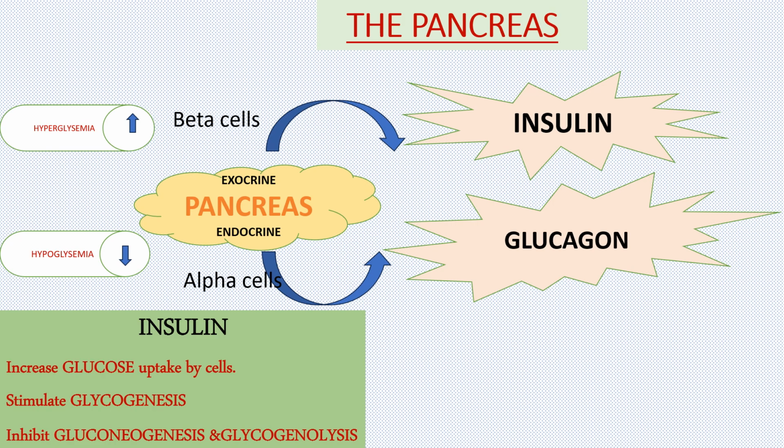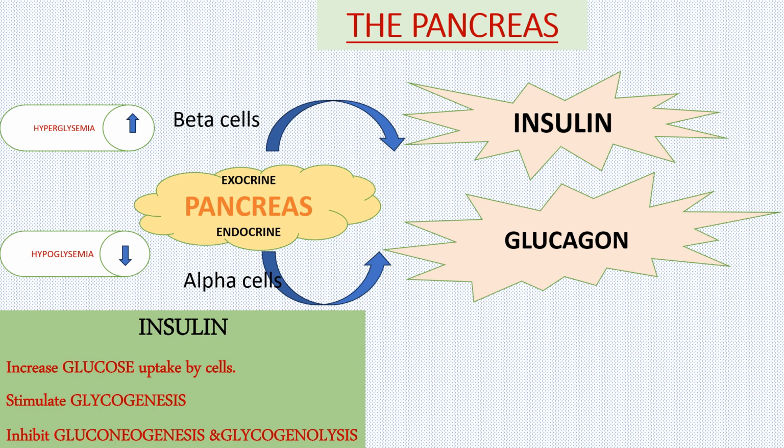Okay, now what about when there is no food intake or in between meals or when we are fasting? So what happens is there is hypoglycemia, so the blood glucose drops. So hypoglycemia stimulates the pancreatic alpha cells this time to secrete glucagon, and glucagon is responsible in raising the blood glucose level in our body.